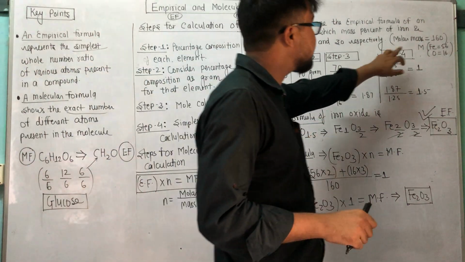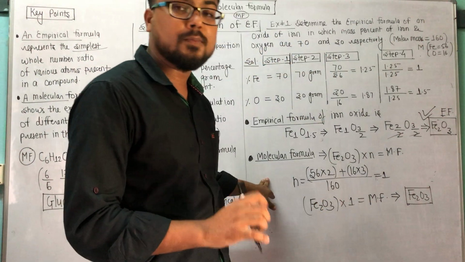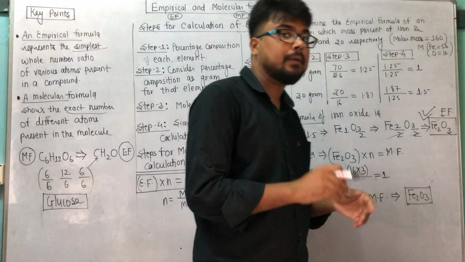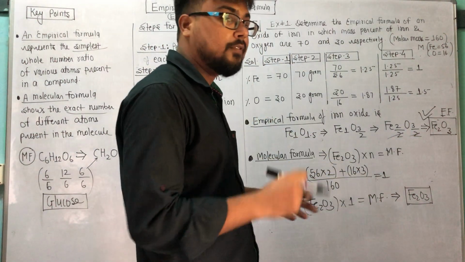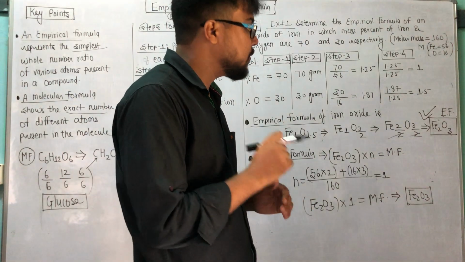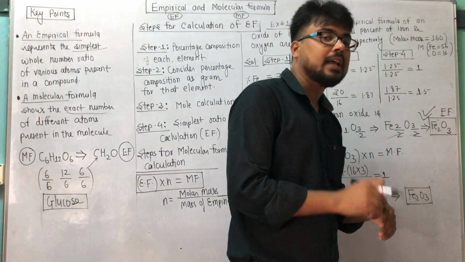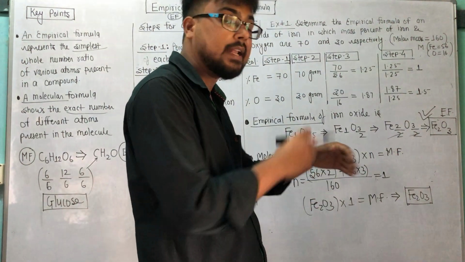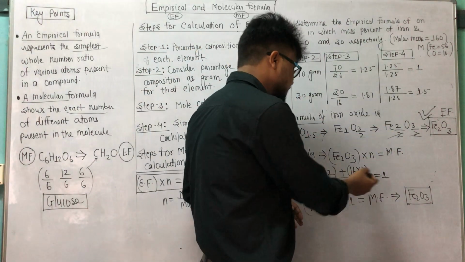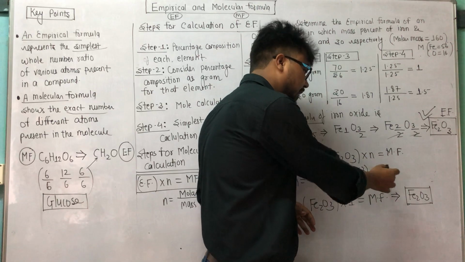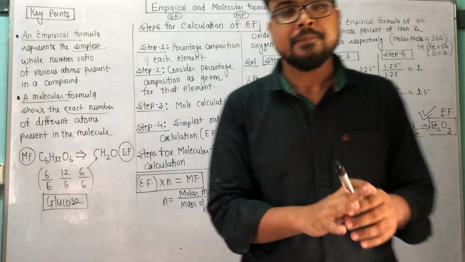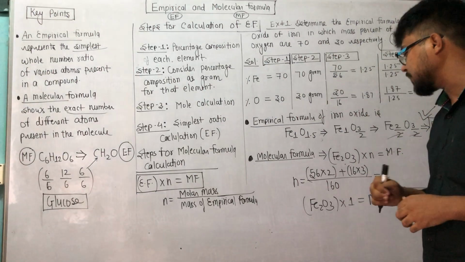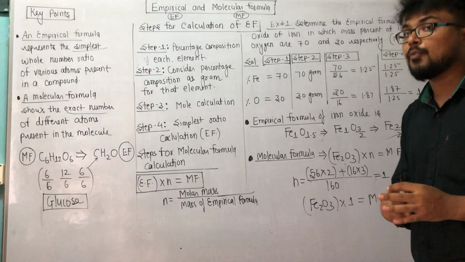The molar mass is 160. And the empirical formula mass is also, check here, when I multiply 56 by 2, it will be 112, and when 16 is multiplied by 3, it will be 48. So further it will be again 160. So 160 and 160 will cancel out, and the answer will be 1. So in this case, the molecular formula is exactly the same as the empirical formula because n is 1.